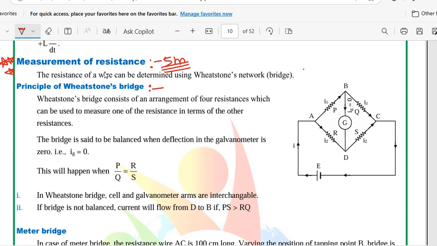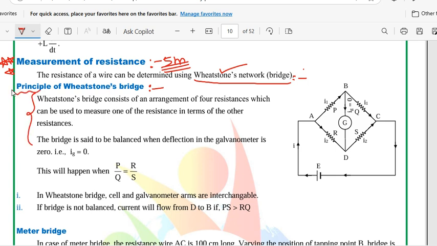So, measurement of resistance. The resistance of a wire can be determined using the Wheatstone network. If you want to determine the resistance in the circuit or the wire, it can be determined using the Wheatstone bridge. So what do you mean by Wheatstone bridge, what principle is involved in this case, and what is the construction of that bridge? Let us discuss in detail. There are some concepts related to this Wheatstone bridge.